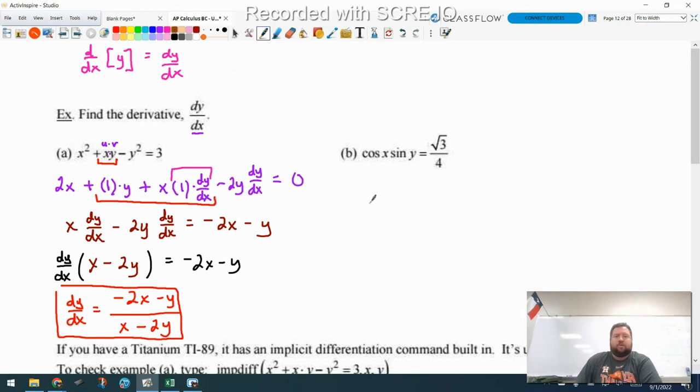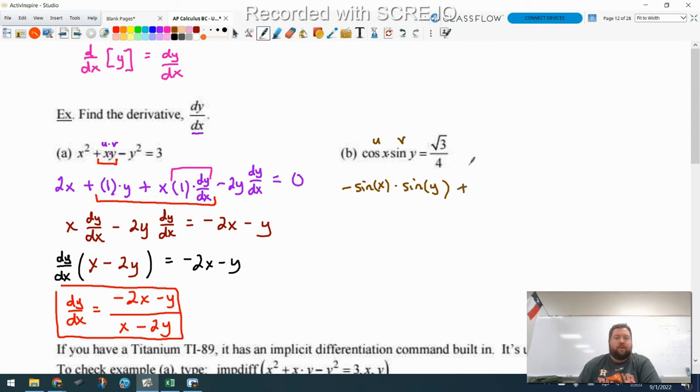All right, this one is definitely a little more challenging. Hopefully, if you recognized the product rule on letter A, then I'm sure you recognize the product rule on letter B as well. So that's what we're doing here. U is cosine x, V is sine of y. So we're going to take the derivative of u, which is negative sine x, multiplied by sine y. Okay, since I took the derivative of the x part, I do not need to include my chain rule piece.